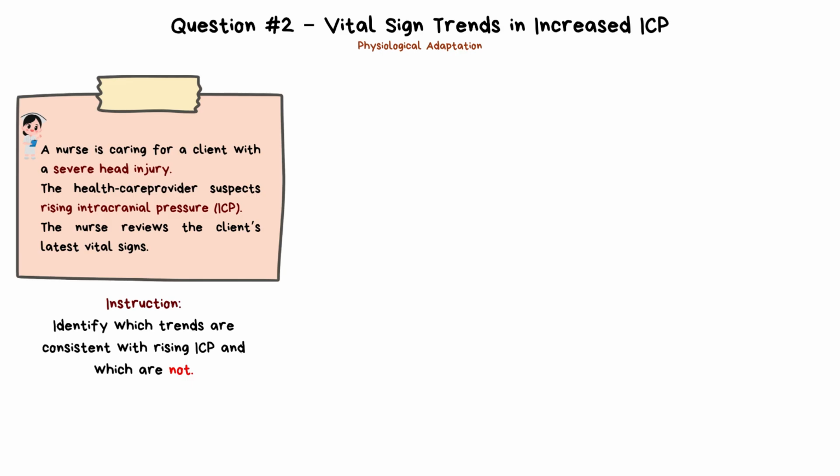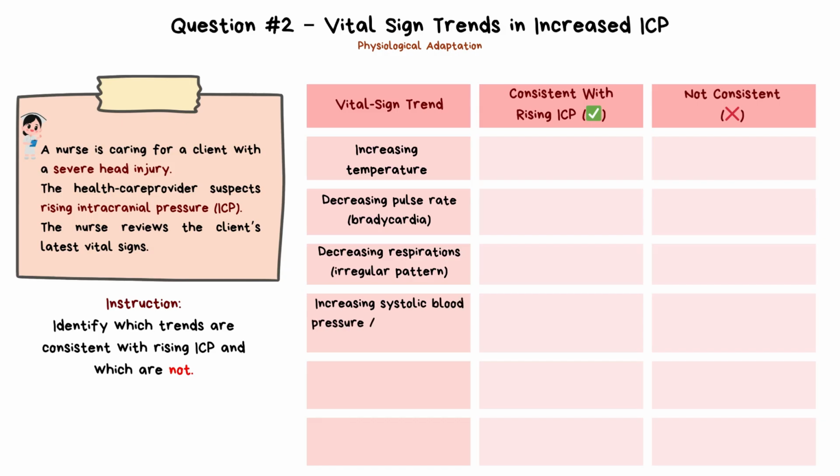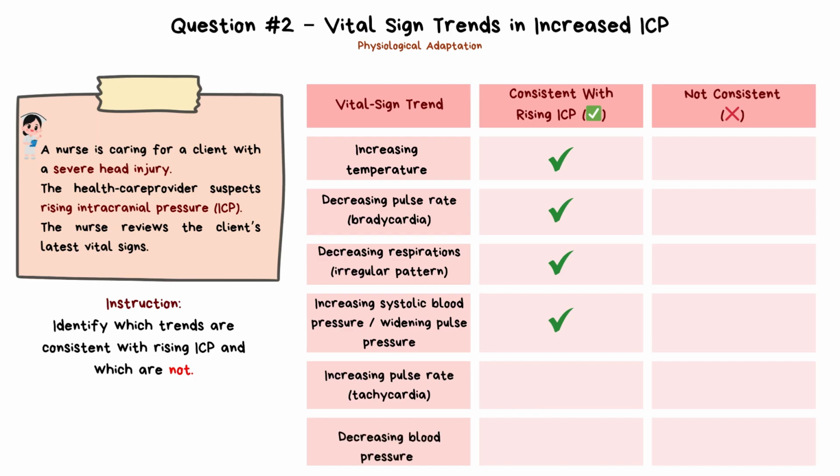You notice these findings: an increasing temperature, a decreasing pulse rate, irregular or slowing respirations, and an increasing systolic pressure with a widening pulse gap. All 4 of these trends point toward rising intracranial pressure. Now, on the other hand, a rising pulse rate and a drop in blood pressure suggest shock or hypovolemia, not ICP elevation.